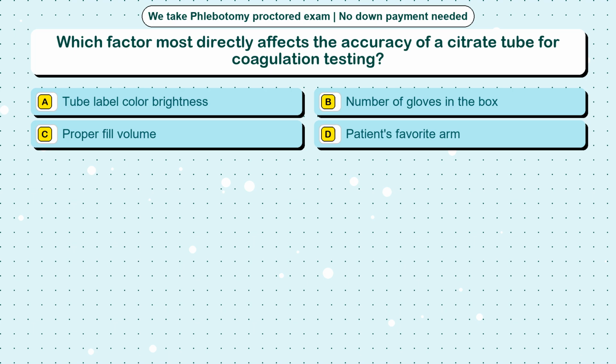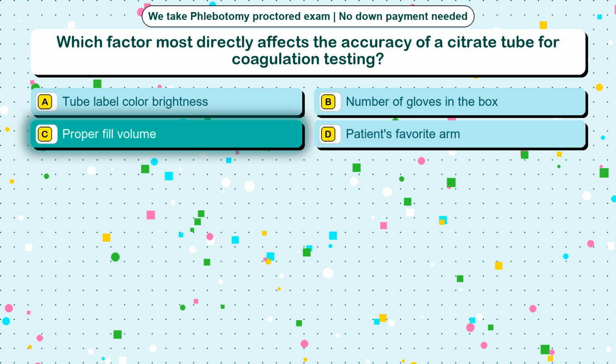Question 16. Which factor most directly affects the accuracy of a citrate tube for coagulation testing? Option A. Tube label color brightness. Option B, number of gloves in the box. Option C, a proper fill volume. Option D, patient's favorite arm. The correct answer is option C, proper fill volume.